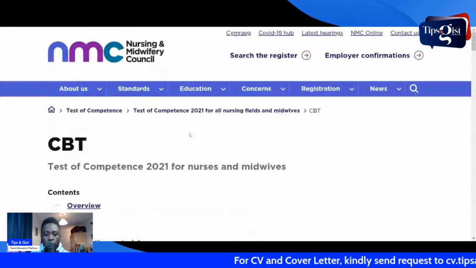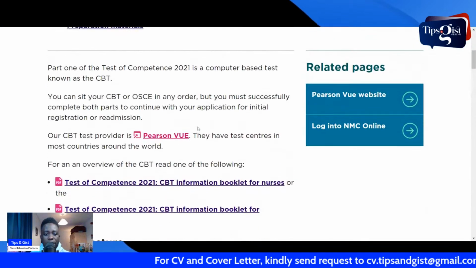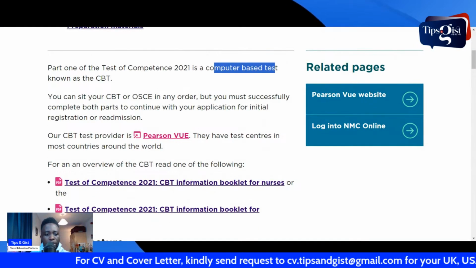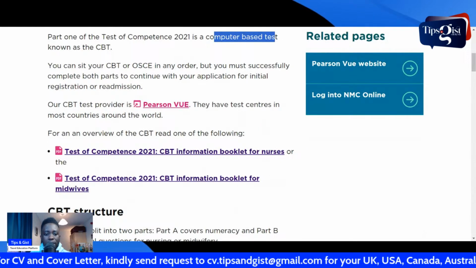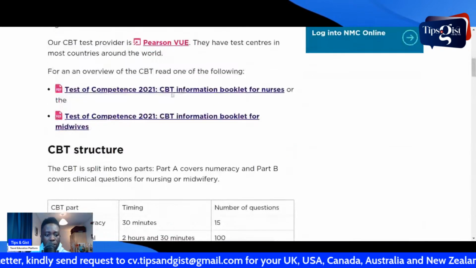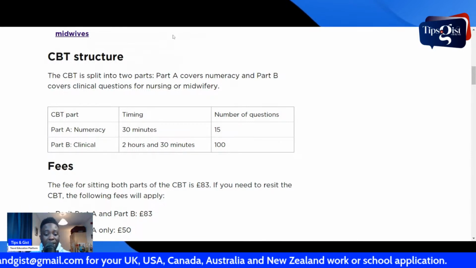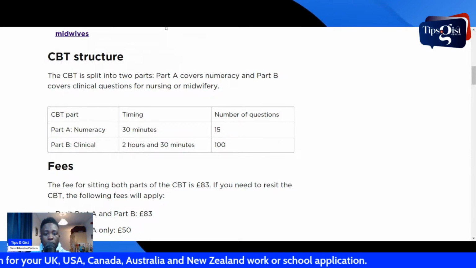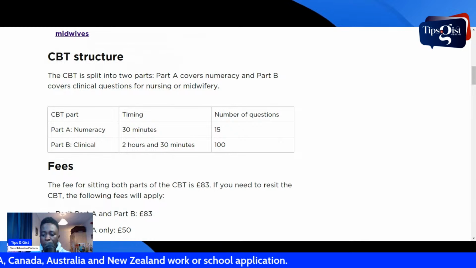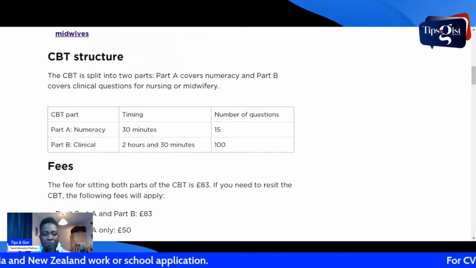Let us go into details of the CBT. Now, CBT being the computer-based test. All right. So you can sit CBT. I made mention of this already. The CBT is split into 2 parts, part A and part B. Part A covers the numeracy and part B covers the clinical questions.